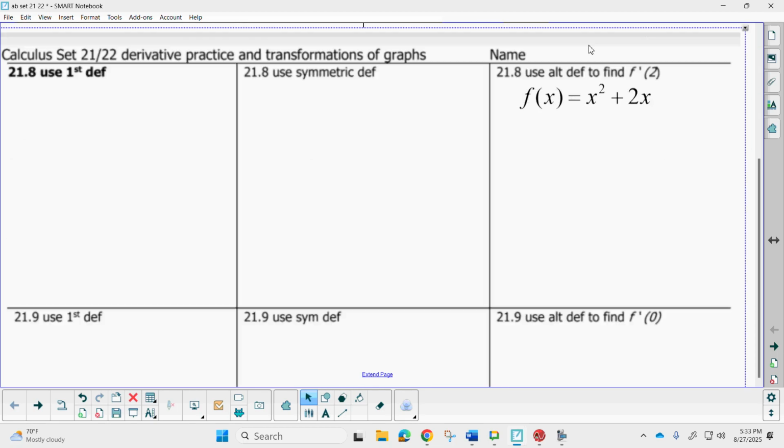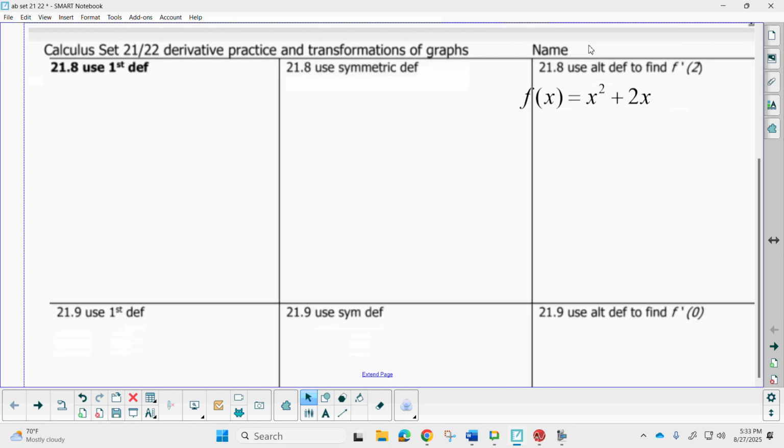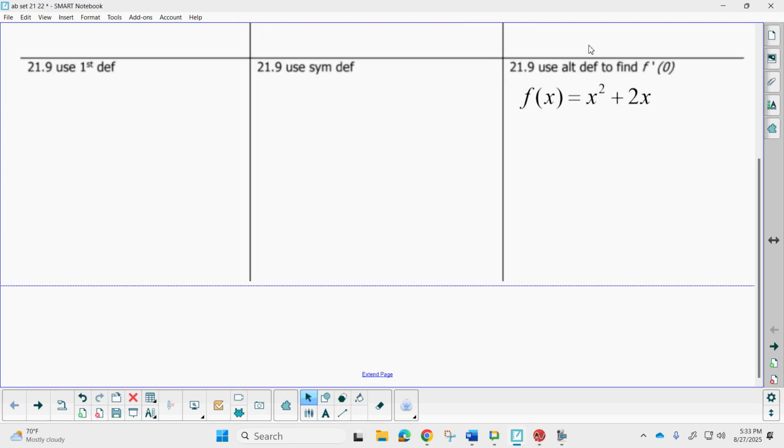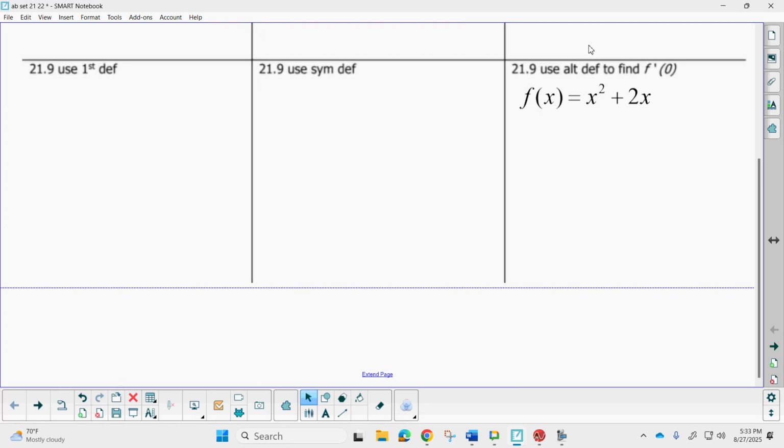This at the top, set 21-22, derivative practice and transformations of graphs. I want to go to the second row, third box. And as a warm-up, would you use the alternate definition of the derivative, which you learned yesterday, to find the derivative or the slope of the tangent to the graph at 0, given that the function is x squared plus 2x.